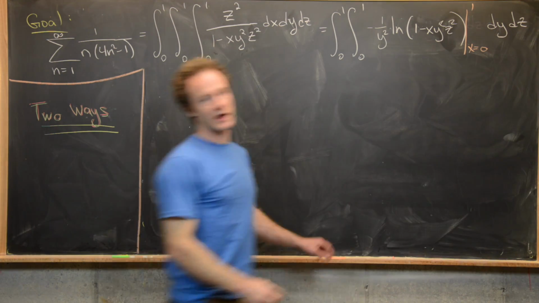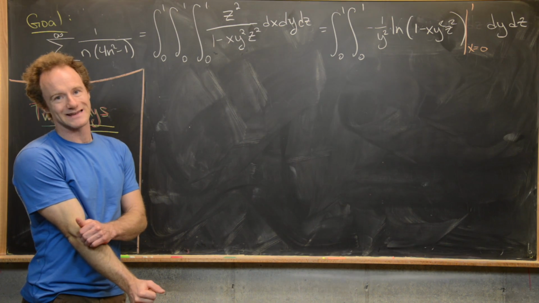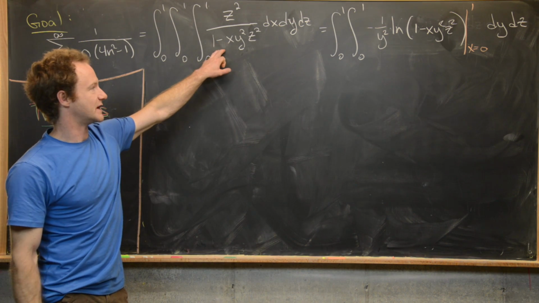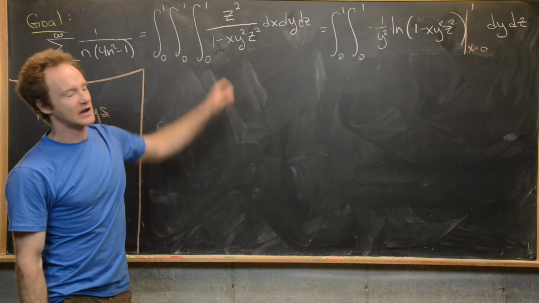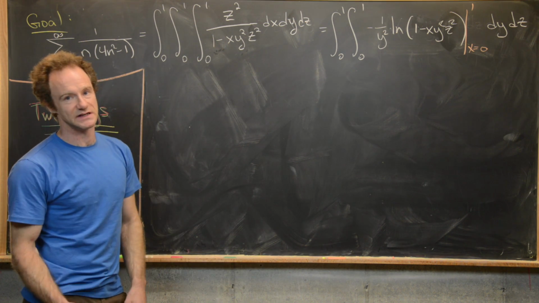So let's talk our way through that. So if we take the derivative of that log term with respect to x, that's going to send the argument to the denominator, which is what we have. But then by the chain rule, we'll also have to multiply by negative y squared times z squared.